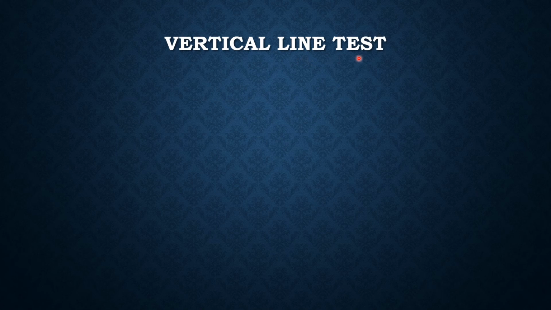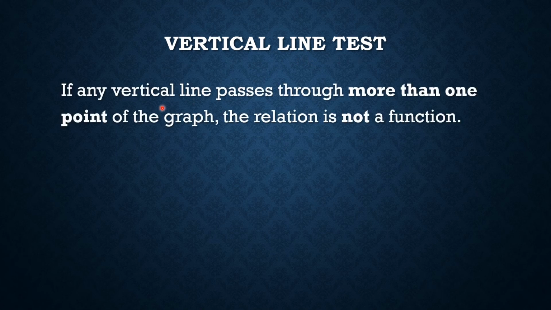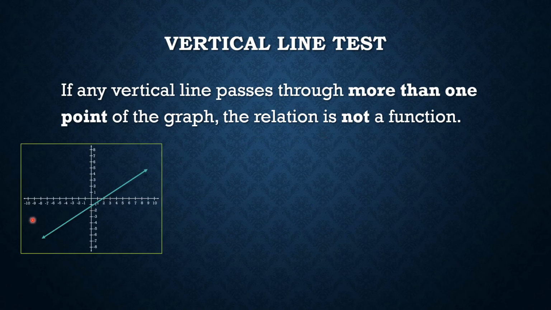So, paano naman natin malalaman kung yung graph natin ay nagre-represent ng function? Pwede natin gamitin yung vertical line test. Ang sabi dito that if any vertical line passes through more than one point of the graph, the relation is not a function. So technically speaking, yung graph natin tulad nito is considered a relation. But ang question natin is that function ba ito? So by using vertical line test, masasagot natin yung tanong.